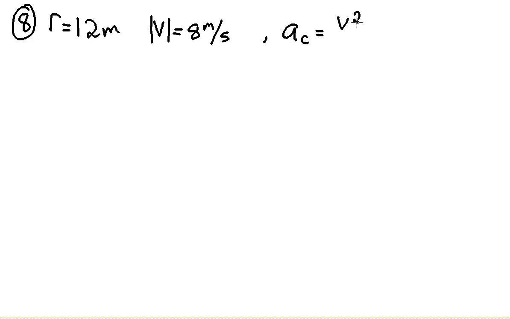All right, number 8. A Ferris wheel at a carnival has a radius of 12 meters and turns so that the speed of the riders is 8 meters per second. So what is the magnitude of the centripetal acceleration of the riders? Well, we have all we need already. So let's use the equation that we were introduced to a little earlier. 8 meters per second, all squared, divided by 12 meters.